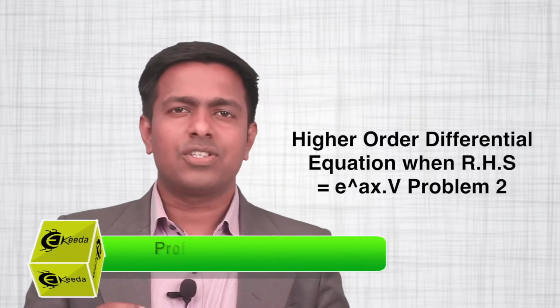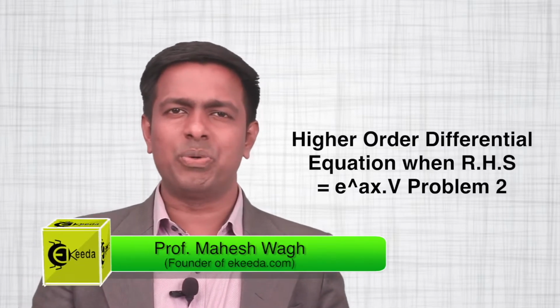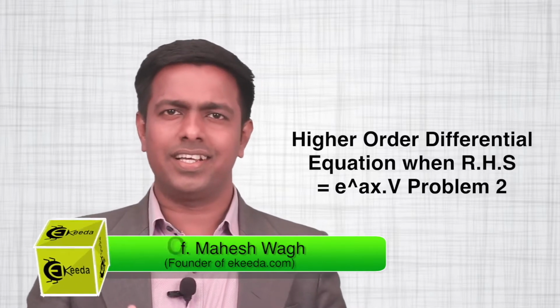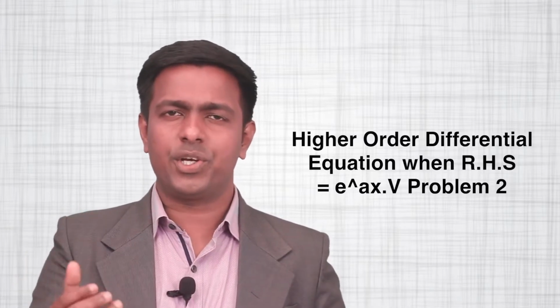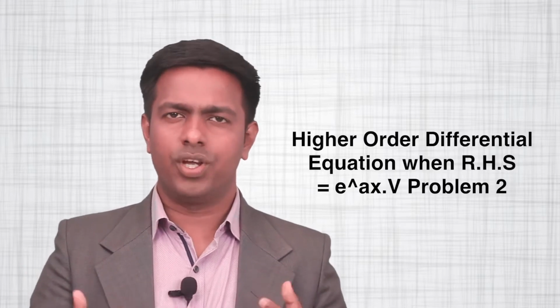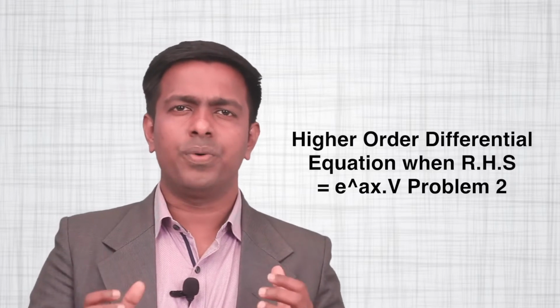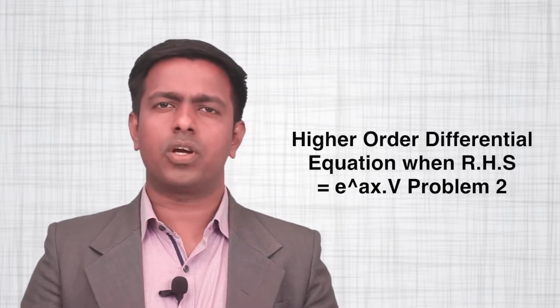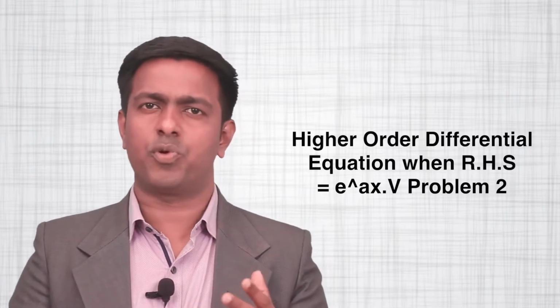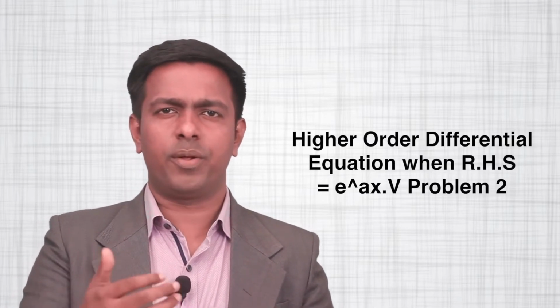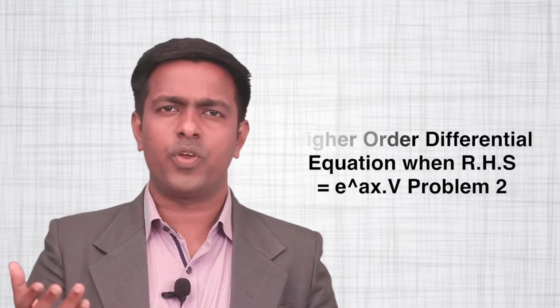Hello students. So now let's start with problem number 2, which is based on the higher order differential equation when the right hand side is e to the power ax into some function of x. So here I have a right hand side which is a hyperbolic function. Here we are going to see how to convert that hyperbolic function into an exponential function and then solve this problem by the method of e to the power ax into v.